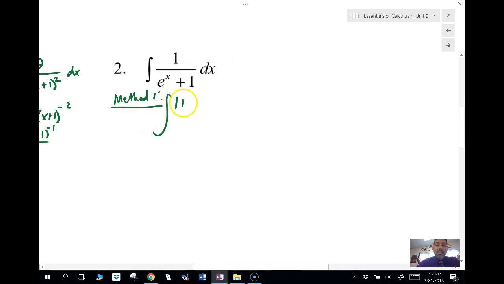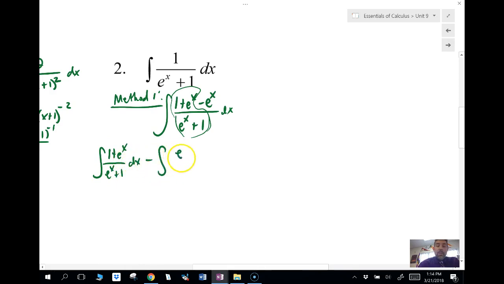So if I add an e to the x and subtract an e to the x, similar to what I did before, then notice here, e to the x plus 1, e to the x plus 1, right? That's the same thing. So I'm going to split this up: 1 plus e to the x over e to the x plus 1, which is the same thing. It's just going to make that 1 in just a second. Minus e to the x over e to the x plus 1.